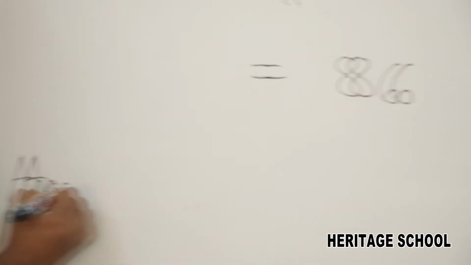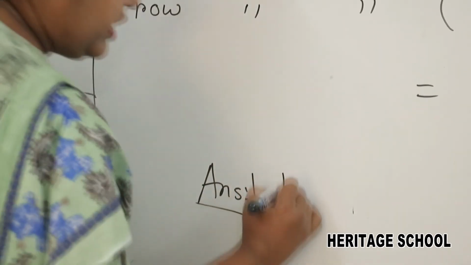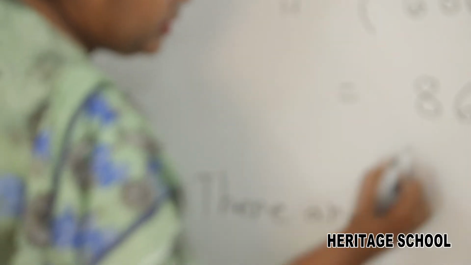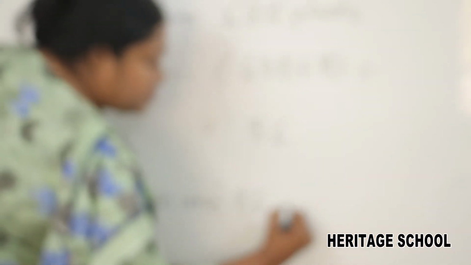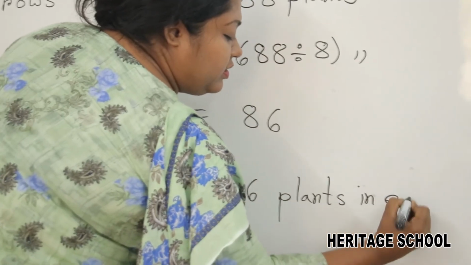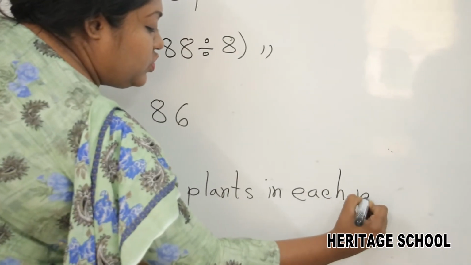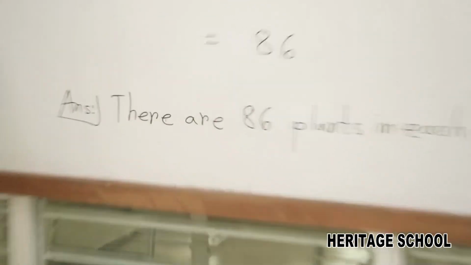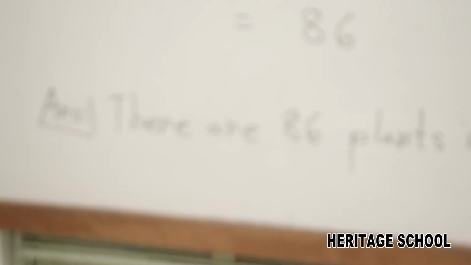What answer can I write? How many plants are there in each row? There are 86 plants in each row. So in this way, you have to do all the word problems.